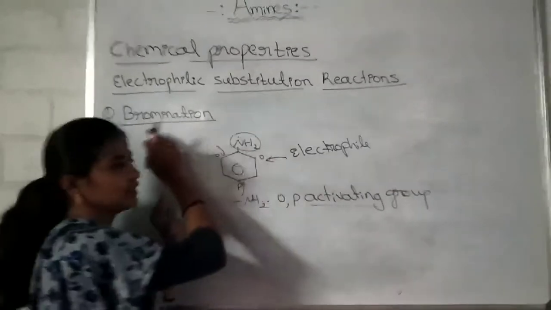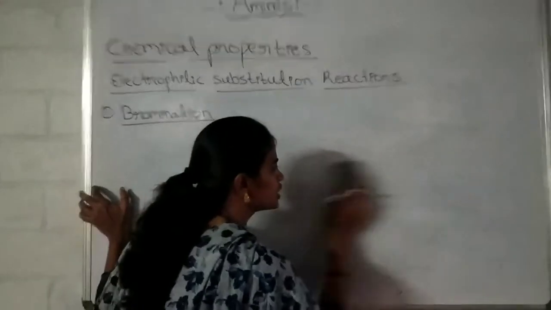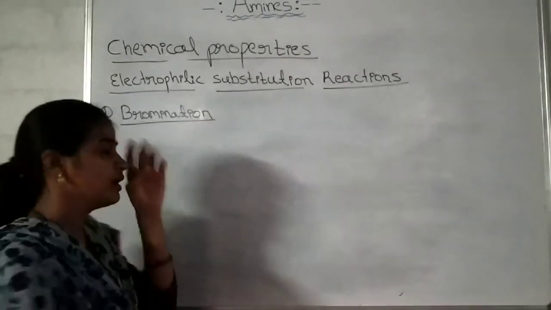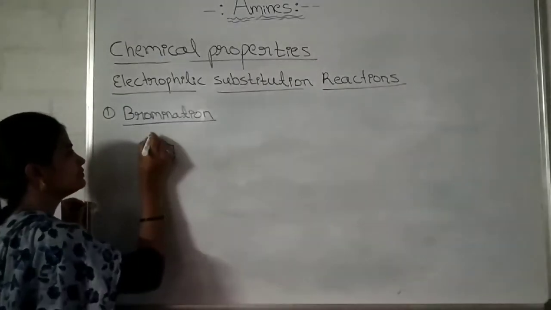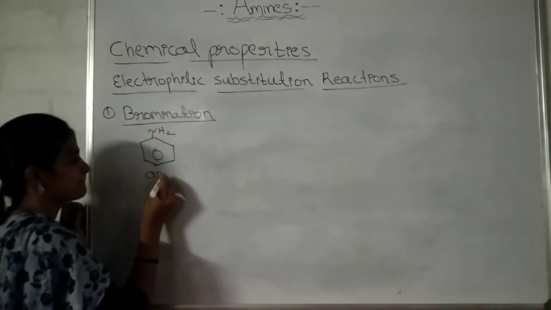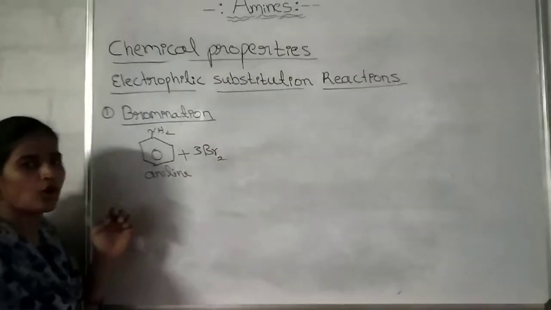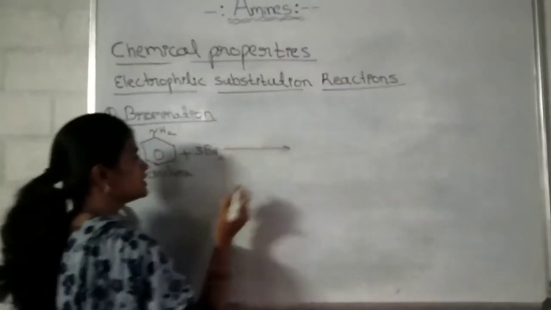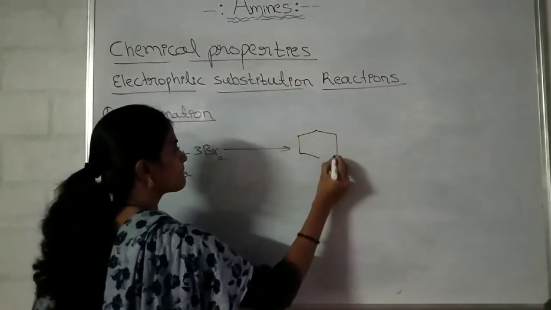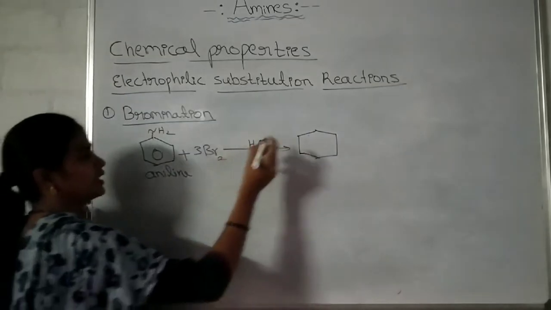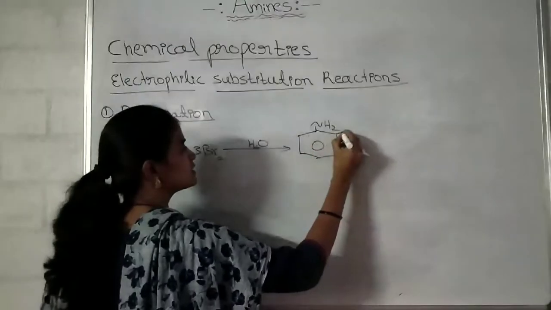With this knowledge, we will go for the example of electrophilic substitution reaction, that is halogenation. In halogenation, we are studying the bromination reaction. See, I have taken aniline. When aniline is treated with bromine water, the substitution of Br takes place.